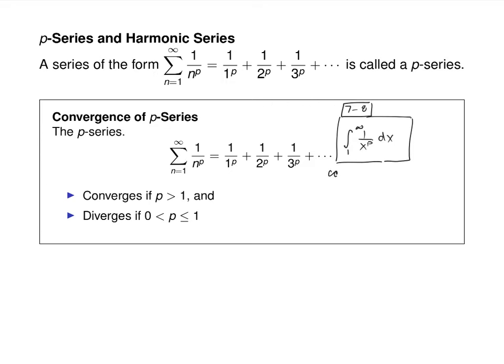Less than 1 diverges. Converges if p is greater than 1.